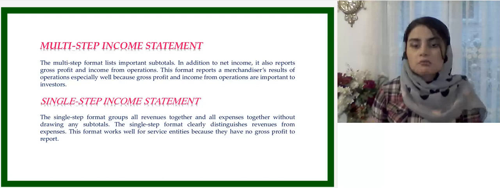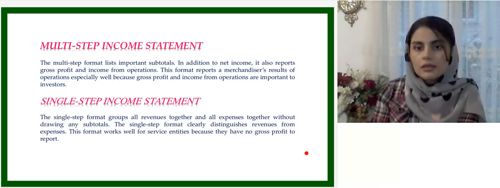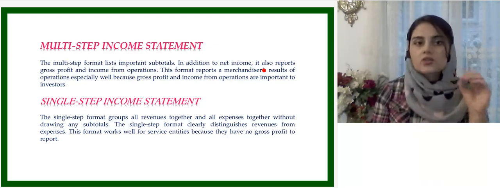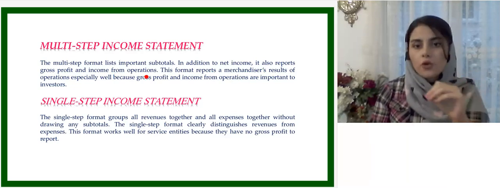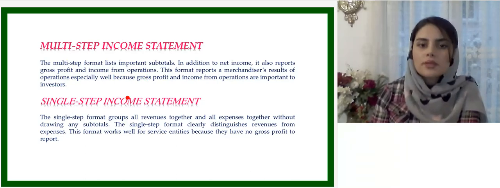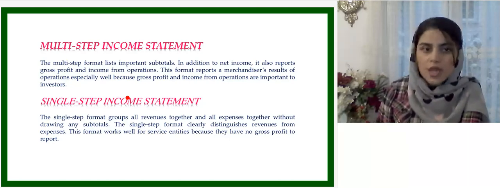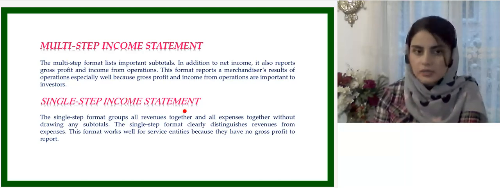The multi-step format is more popular. The multi-step format lists important subtotals. In addition to net income, it also reports gross profit and income from operations. This format reports a merchandiser's results of operating especially well because gross profit and income from operations are important to investors. And the next format was the single-step income statement.